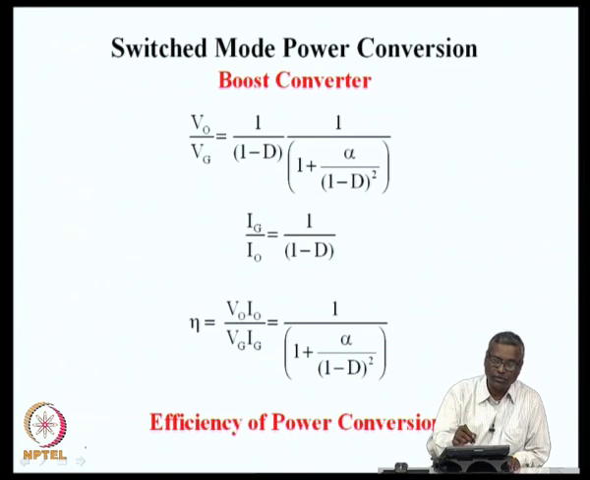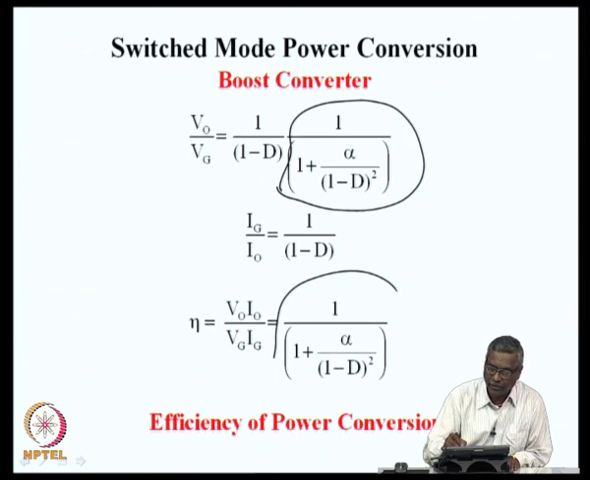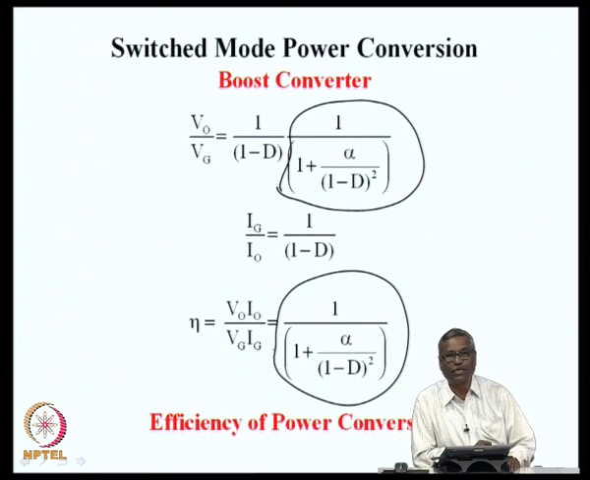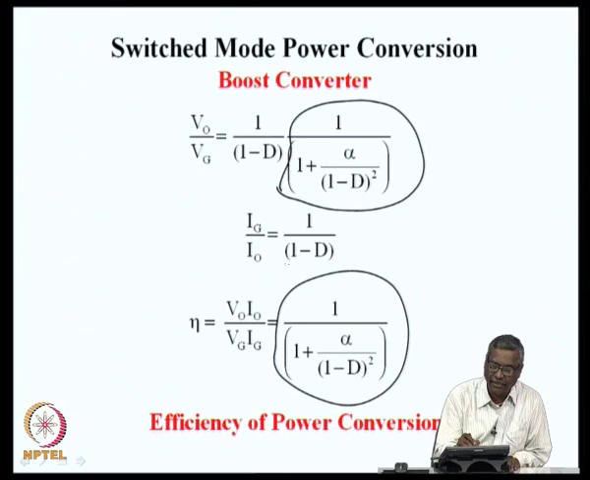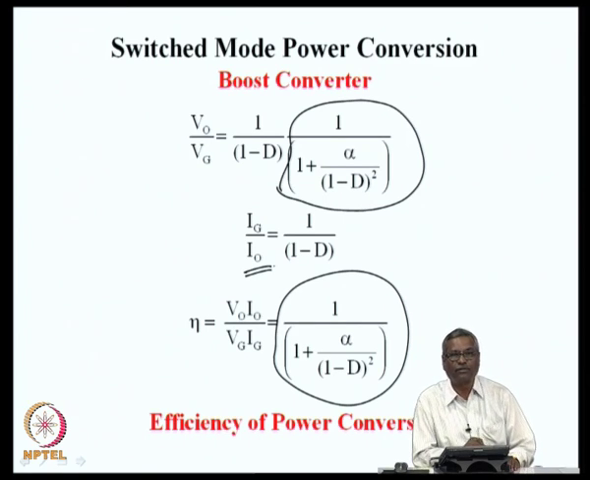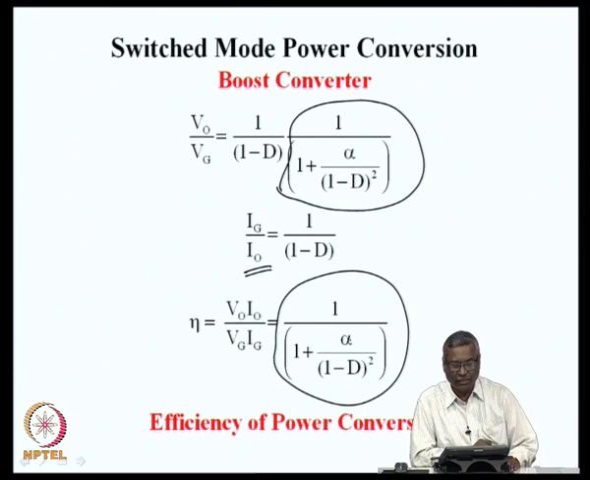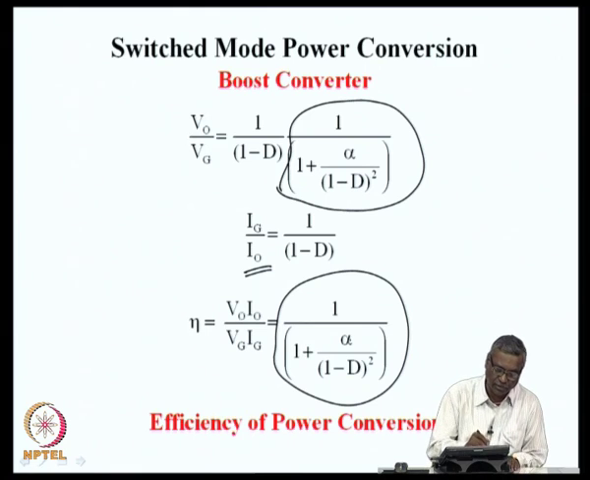The efficiency also is the same as the correction factor. Whatever is the correction factor in voltage will turn out to be the correction factor of efficiency. This is because these non-idealities do not affect the current transfer ratio. On account of that, we find that the efficiency also is the same correction factor 1 by 1 plus alpha by 1 minus d whole square.